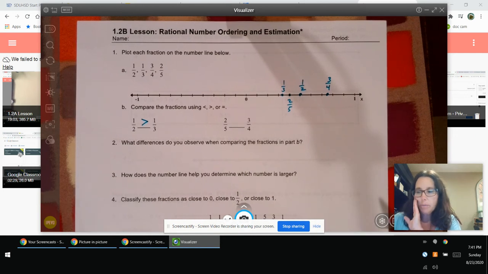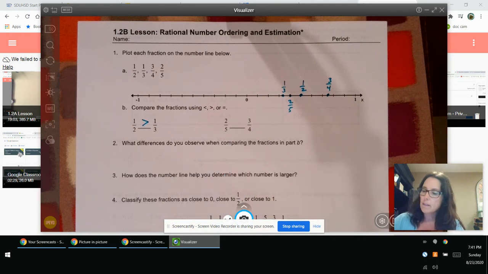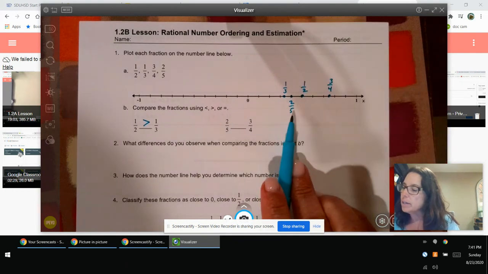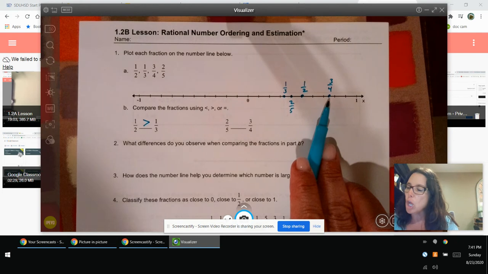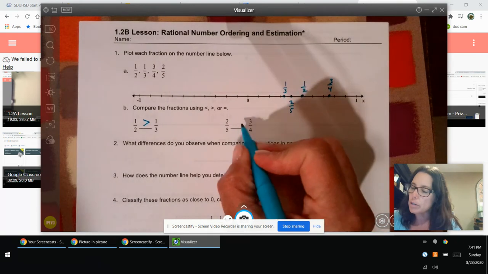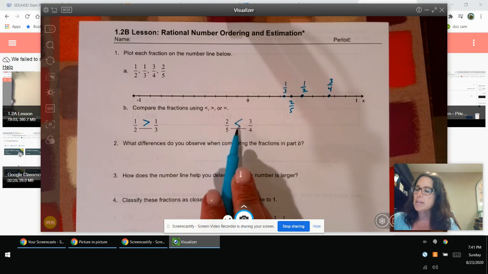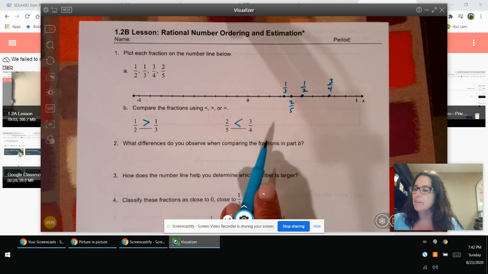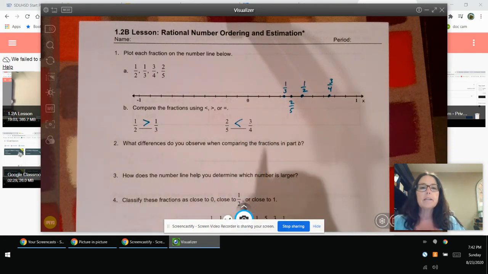Okay, take a moment and try this one on your own. Pause me and then come back when you're done. All right, so this guy, 2/5, is right here, and 3/4 is right here. 3/4 is larger, 2/5 is smaller. So this says 2/5 is less than 3/4, again simply because 3/4 is to the right of 2/5 on that number line.